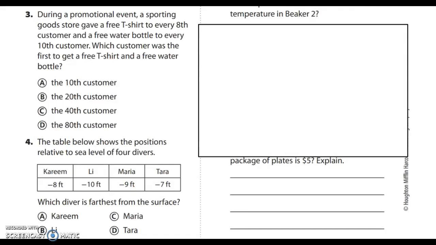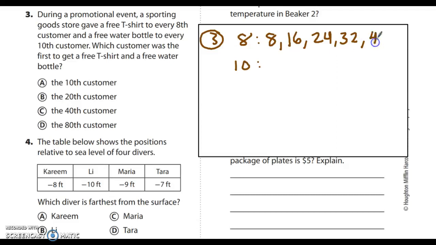This is exactly like a couple of problems we've done before, where we need to list the multiples of 8 and the multiples of 10, and you could probably do it mentally. If you listed your multiples of 8, you'd get 8, 16, 24, 32, and 40, and I know that's going to be the answer because if I did my 10s, it'd be 10, 20, 30, 40. It's going to be C, the 40th customer.